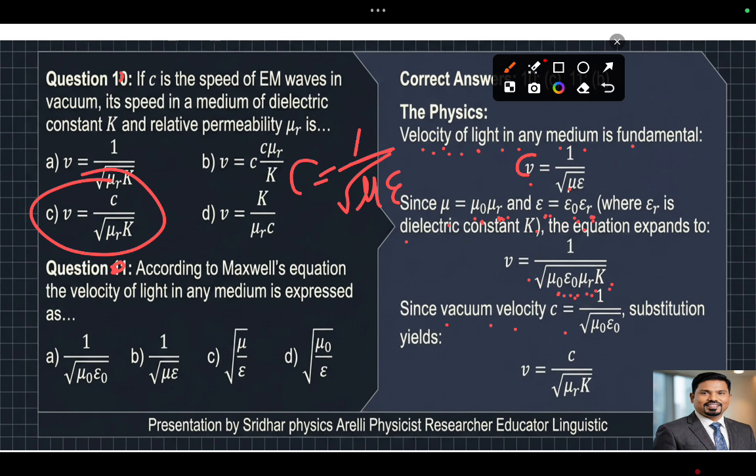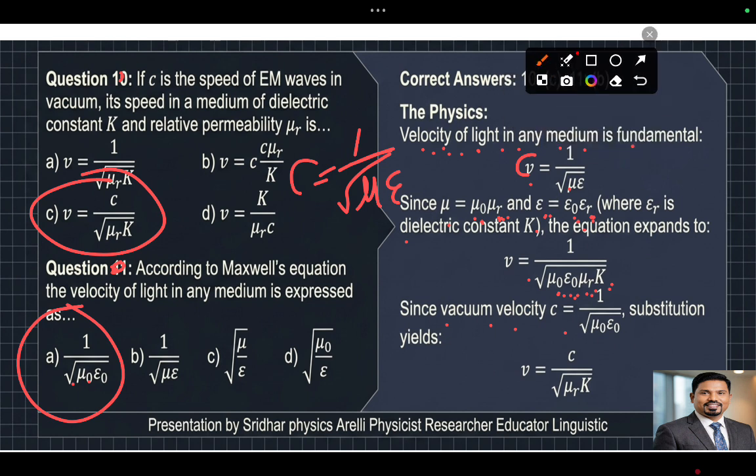According to Maxwell's equations, the velocity of light in any medium can be expressed using any one of these concepts: 1 by under root of mu naught epsilon, and here also we can consider 1 by under root of mu epsilon naught.